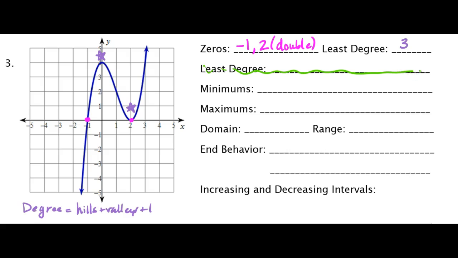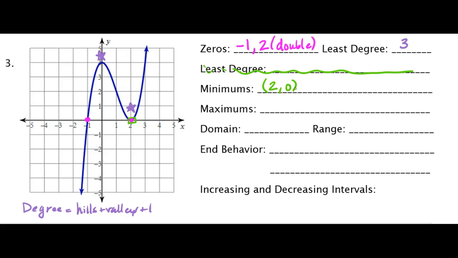And we're going to go right to minimums. The minimum, I'm looking for the ordered pair. So the minimum actually happens to be the same as that double zero. So I'm just going to put a green box around it. So the minimum value would be at the point 2, 0.